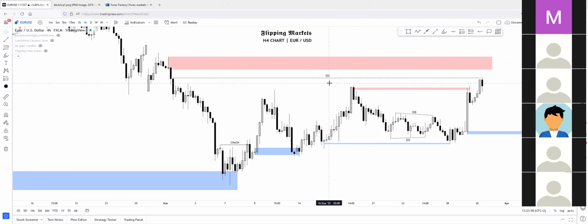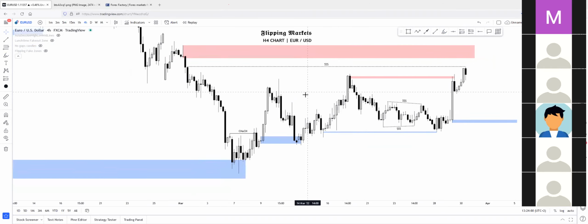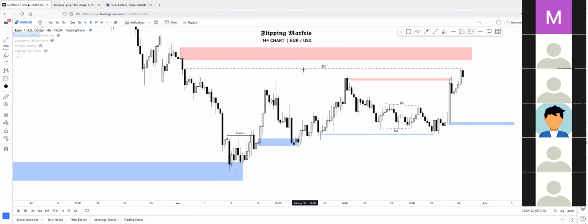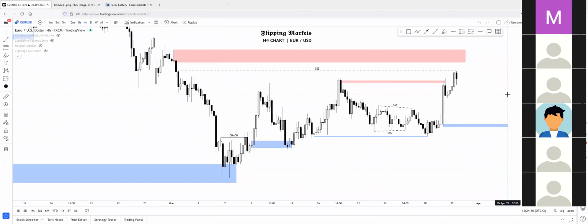I'm not sure I can understand this question actually. I'm sorry, my English is bad. Basically what he's asking is, if it's a 4-hour zone, and price mitigates the 4-hour, he wants to know, do we need to wait for a 15-minute CHoCH? And then once the 15-minute CHoCH happens, do we need to wait for a 1-minute CHoCH?